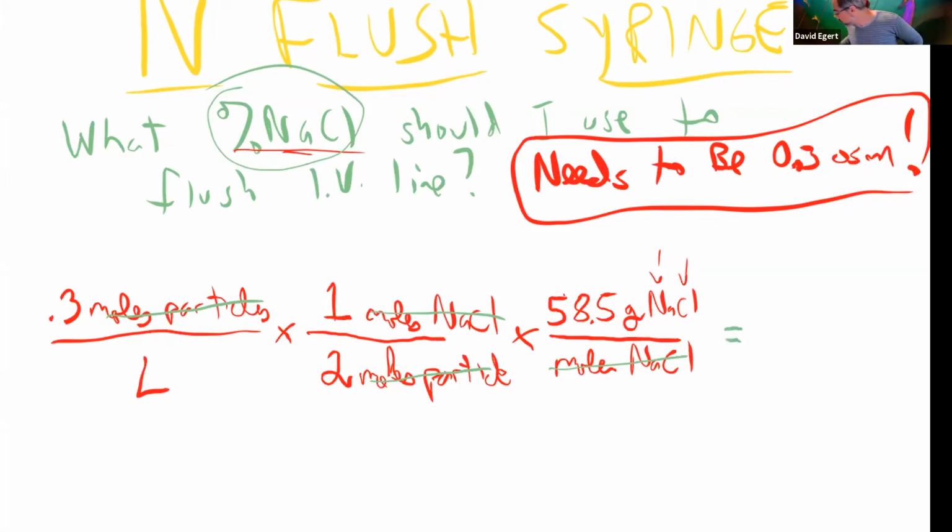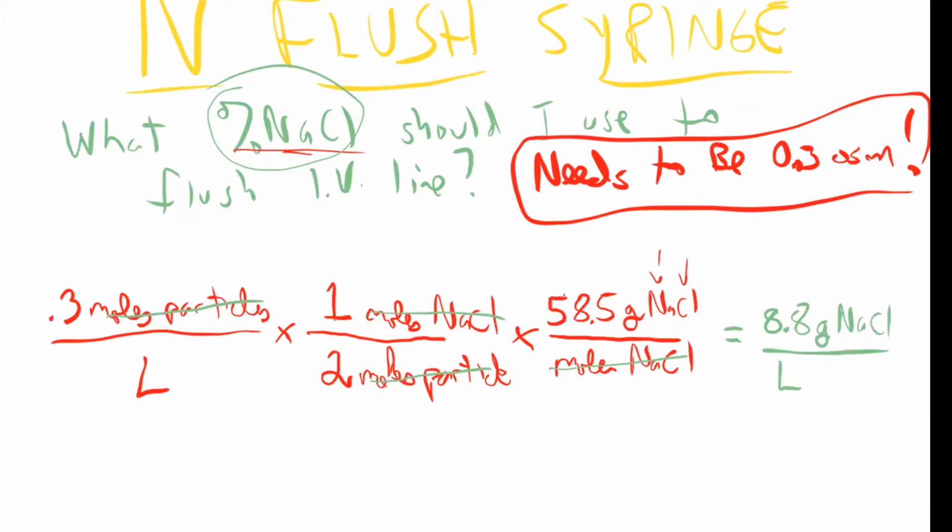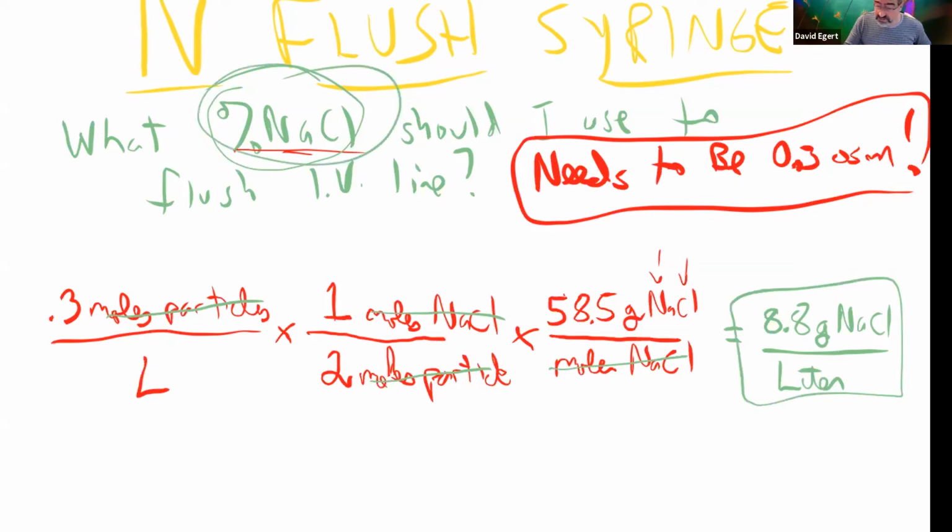Actually, does somebody have a calculator right on them right now? Someone can do it for me. I see Marissa reaching there. So it's 8.8. And on the top, we're going to have grams of NaCl, and this is per liter. All right. And then we can say, okay, so we are almost there. We need percent NaCl. So this is going to be 8.8 grams of NaCl.